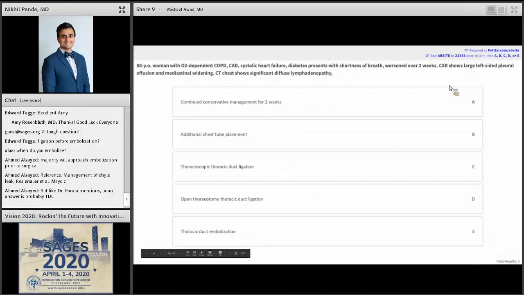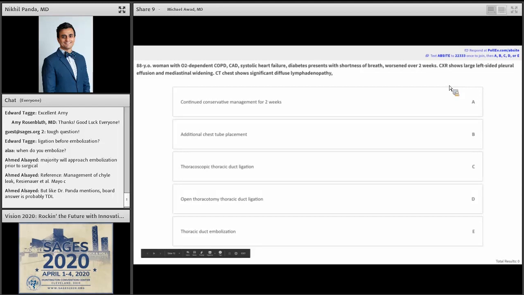Great. Next question. An 88-year-old woman with oxygen-dependent COPD, coronary artery disease, systolic heart failure, and diabetes presents with shortness of breath worsened over 2 weeks. Chest X-ray shows a large left-sided pleural effusion and mediastinal widening. CT of the chest shows significant diffuse lymphadenopathy, including bulky mediastinal lymph nodes.